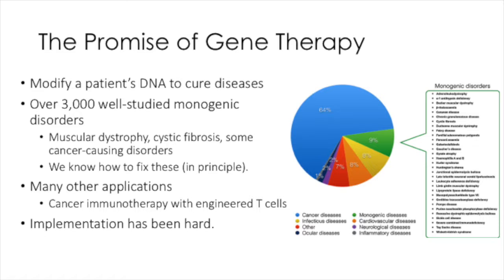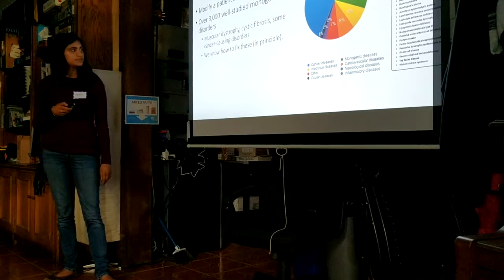me. There are over 3,000 well-studied monogenic disorders caused by exactly one gene. Things like muscular dystrophy, cystic fibrosis, cancer-causing disorders. And theoretically, in principle, we know how to fix these. And what I mean by that is that we know for each of these diseases exactly what gene causes them. We know how to create a working copy of that gene. And if we could only swap out the patient's defective gene in our cells with this working gene, we would be able to fix them. We know that we would cure them.